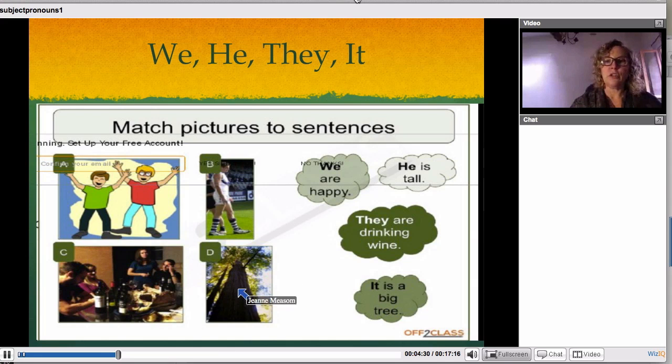Is this singular or plural? Well, I think it's singular because it's just talking about this one here. And the singular are he and it. So does this tree have a name? It probably does have a name of a type of tree, but you might not know the name, and it doesn't have a personal name like Bob or Bill. So you would say it. So D is "It is a big tree."